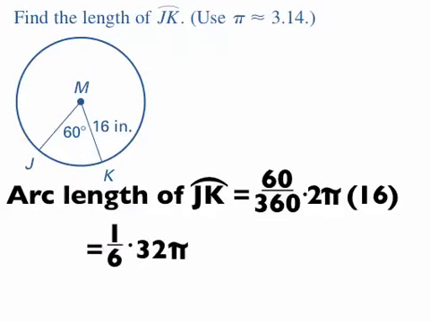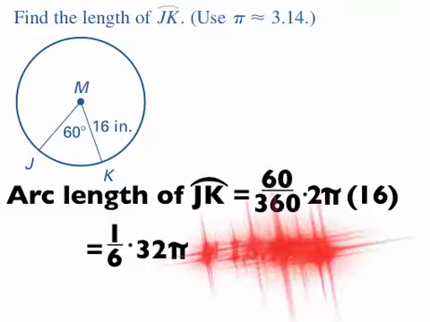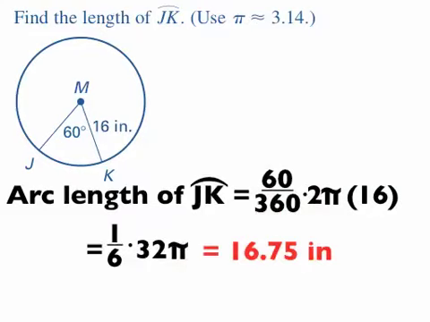First, I'm going to simplify. 60 over 360 would be the equivalent to 1/6. And then 2 times 16 I've gone ahead and done, and that would be 32. And when I multiply it all together, I get 16.75 inches.